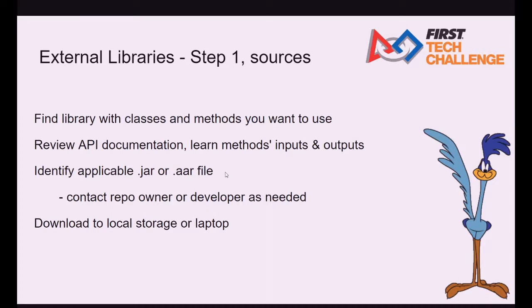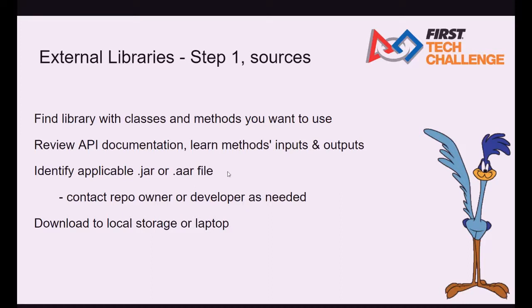Jar is Java Archive, and AAR is a very similar format called Android Archive. This is a compressed file containing the entire collection of code that you want in a single file. It's similar to a zip file.